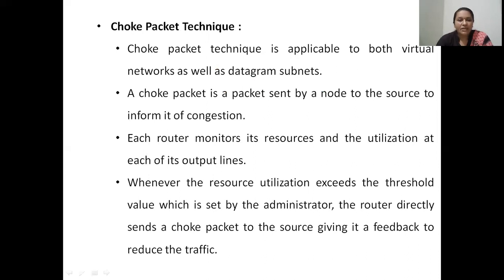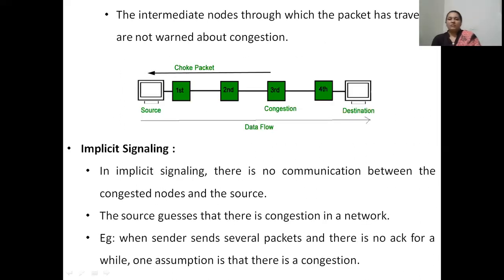A choke packet can be sent by a node if it is congested, or even if a router sees that the resource utilization or network utilization has crossed the threshold and the congestion has occurred, it can send a choke packet to the source node, which is currently sending the data on the network. So this diagram shows the choke packet technique. If node 3 is congested, it will directly send back the choke packet to the source node. You can observe the choke packet never travels to the intermediate nodes. It goes directly from the congested node to the source node.